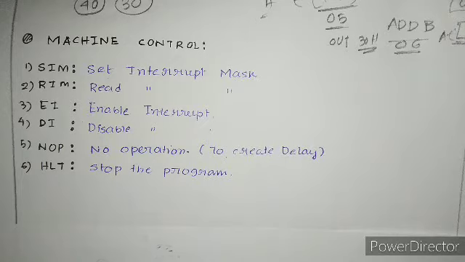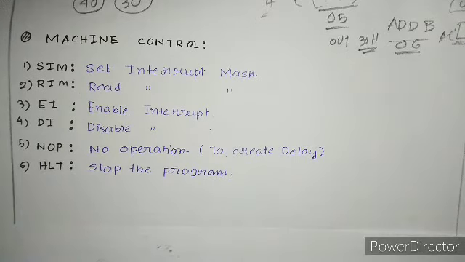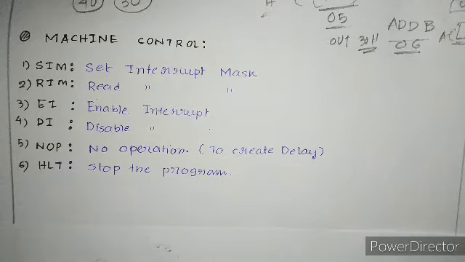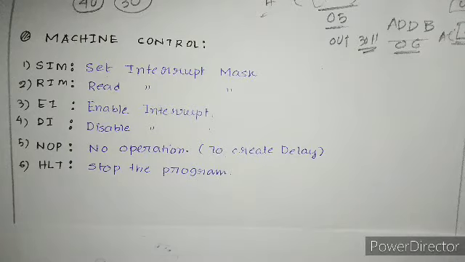EI is enable interrupts. Whatever interrupts are going on, when we instruct with EI, all the interrupts will get enabled. When we write DI, all the interrupts will get disabled. Then the other instruction is NOP, which is for no operation. This instruction helps us to create delay in the MUP.